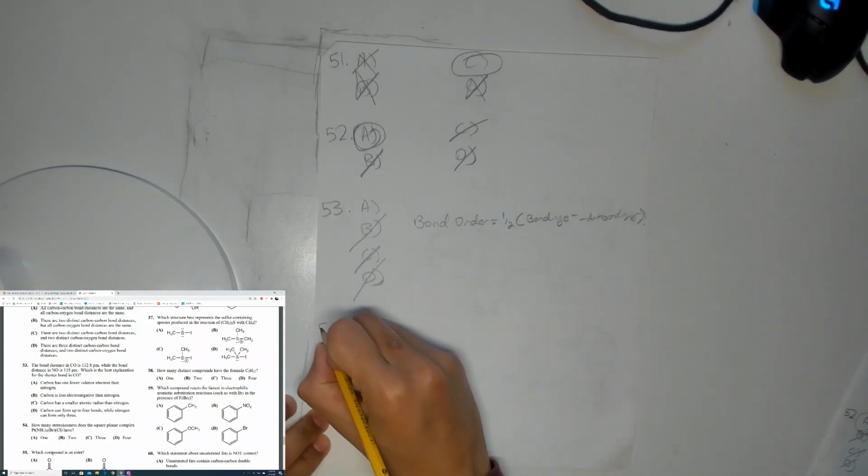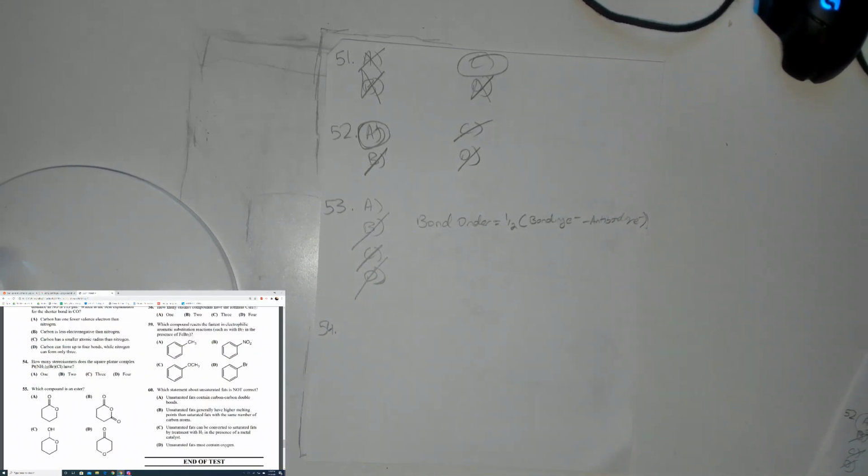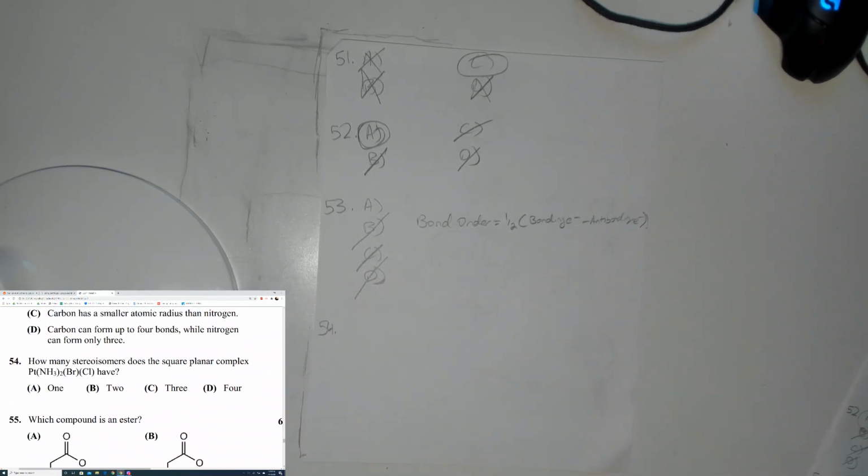So moving on to 54. How many stereoisomers does a square planar complex have? Yada yada yada. Now you think this deals with combinatorics and permutations? No. Also, you think that you have to draw all the possible molecular structures out? No. I'll show you a little trick we can use to solve this problem.